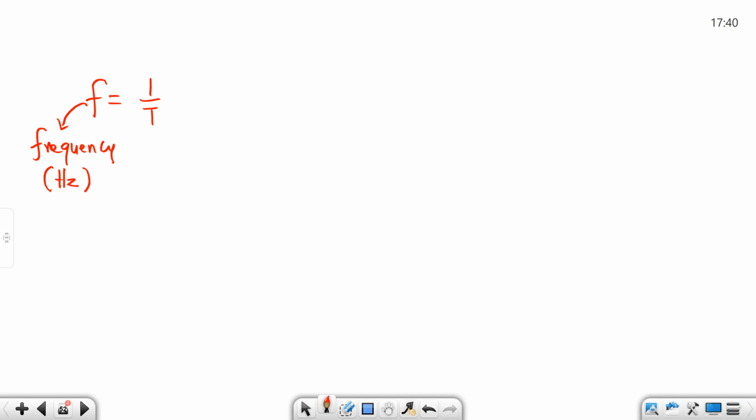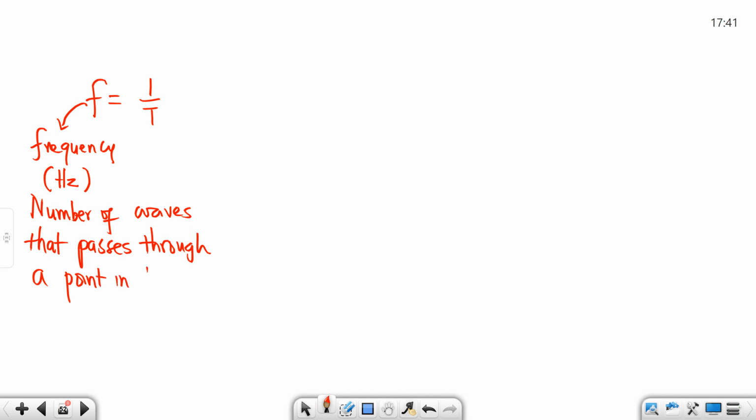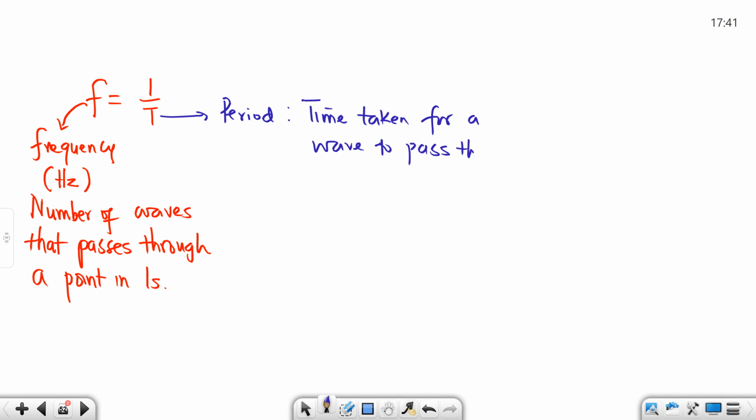Let's define it together so that we know. Frequency is the number of waves or number of complete oscillations that pass through a point in 1 second. But what is T? T is the period, which is the time taken for a wave or a complete wave to pass through what? A point. Get the difference.